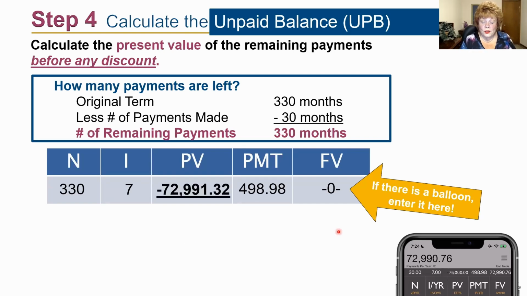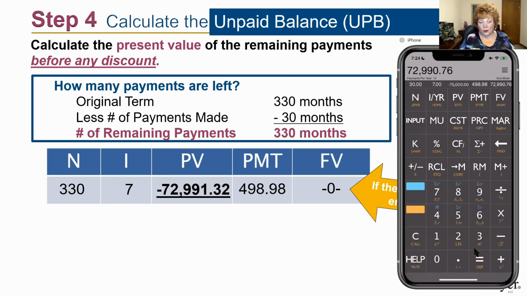And we see that the present value of those remaining 330 payments, as it's written, based on 7% interest, it's... So we have 3, 3, 0, and we put that into N. We already have 7 there, so we don't have to do anything there. We have 498.98. That's correct. Oh, we got to change that to 0. So future value is back to 0.